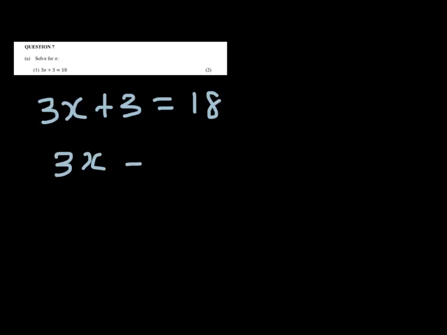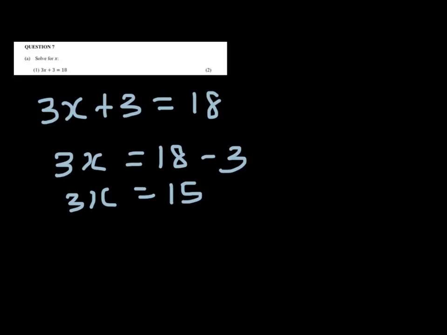In question 7a, solve for x. Number 1, 3x plus 3 is equal to 18. I'm going to transpose the 3 and get 3x is equal to 18 minus 3, which gets me 3x is equal to 15 by collecting like terms.